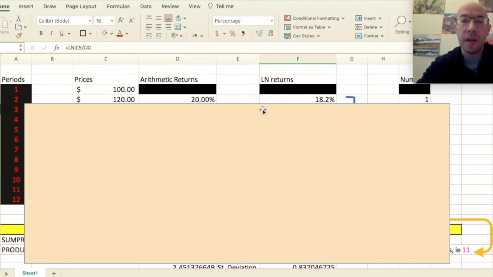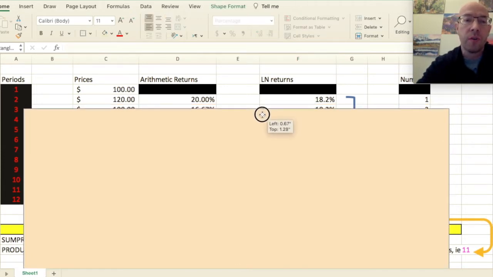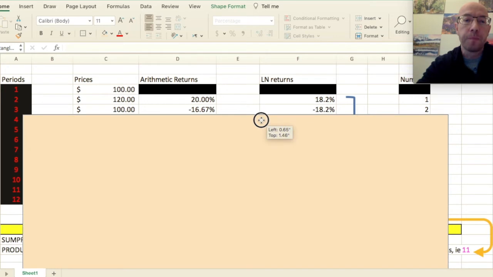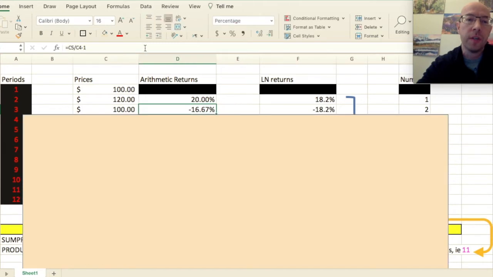Well, let's look at some of the advantages of ln returns and some of the drawbacks of arithmetic returns. Let's go one more period. Let's say our price falls back to the $100 that we started at. If we use the same formula, the blue one divided by the red one minus 1, the arithmetic return tells us that we lost 16.67% in order to get back to 100 bucks.